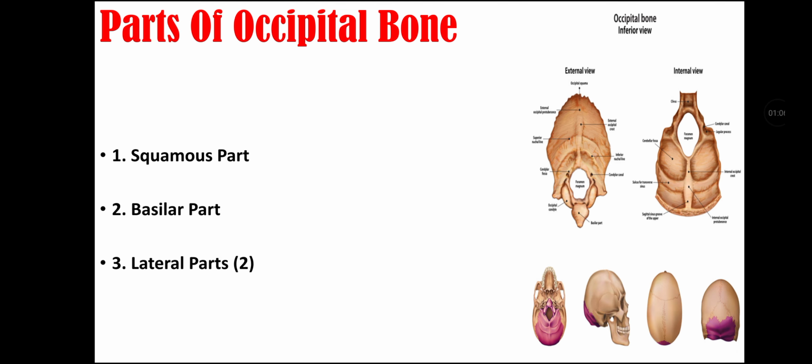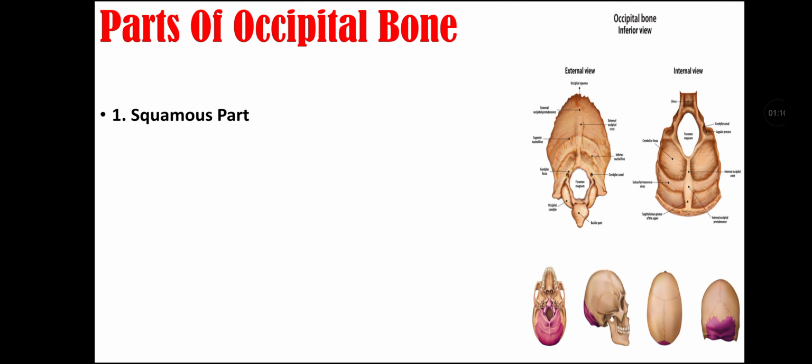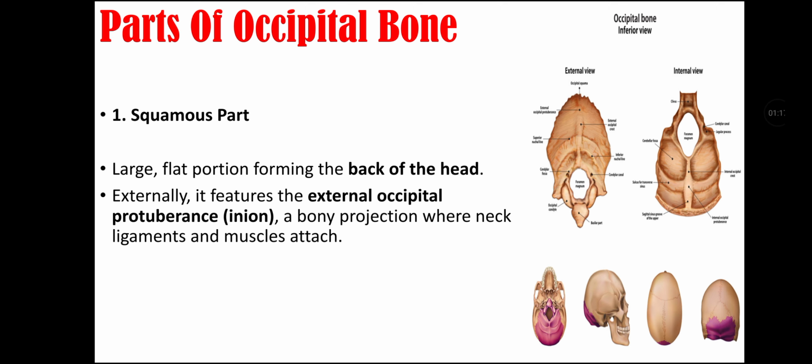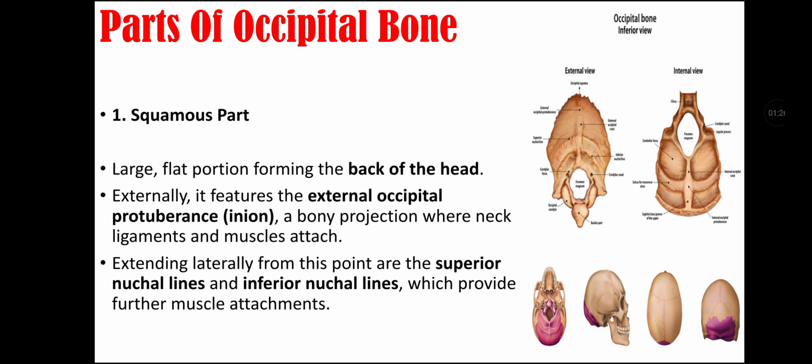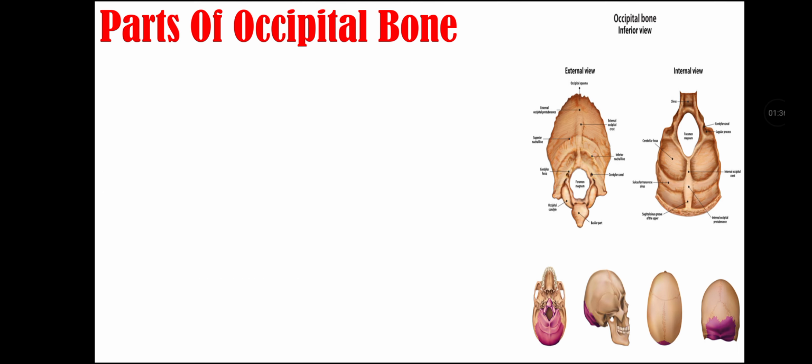Now let's talk about these parts one by one. So first part of occipital bone is squamous part. It is large flat portion that forms the back of the head. Externally, it features the external occipital protuberance that is also called as inion, that is a bony projection where neck ligaments and muscle attach. Extending laterally from this point, that is external occipital protuberance, are superior nuchal lines and inferior nuchal lines, which provide further muscle attachment.